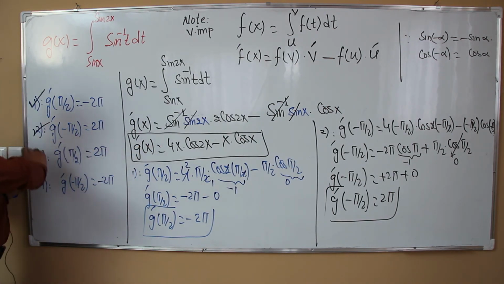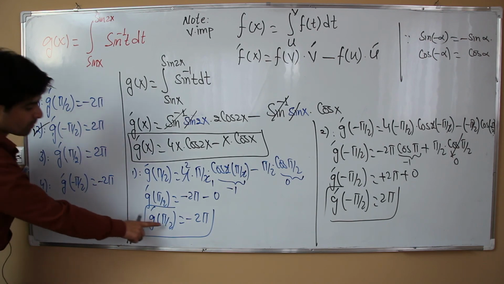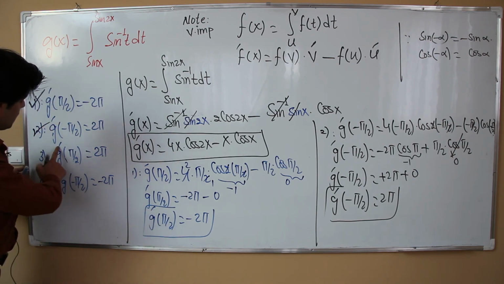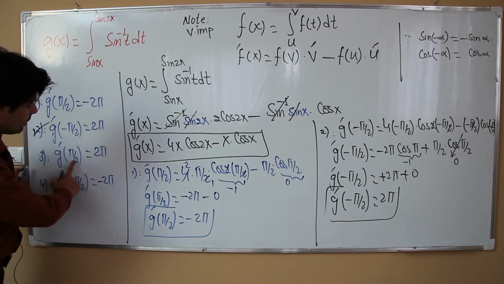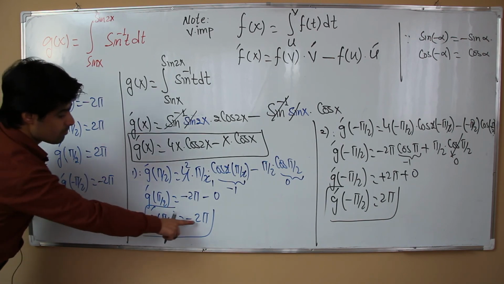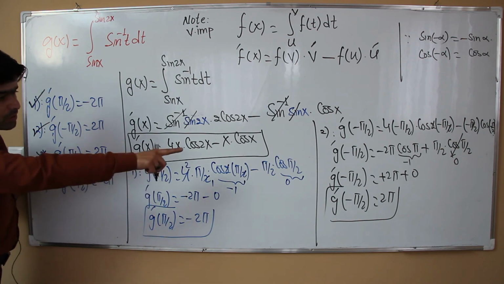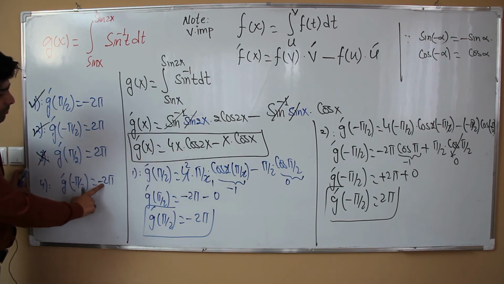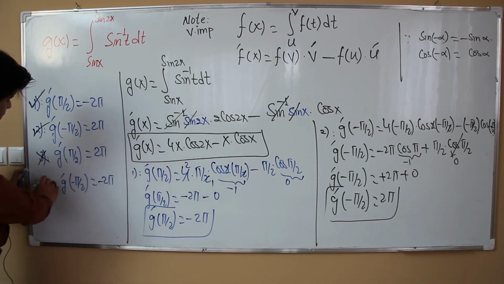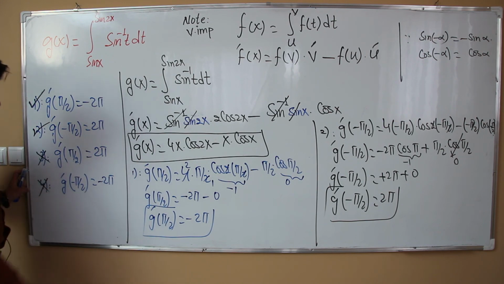I think number 2 is also correct. Should I check number 3? No. Why? Because number 3, g prime of pi divided by 2, the answer is not 2 pi, it's minus 2 pi, which is the first one. So this is not correct. And g prime of minus pi divided by 2 is plus 2 pi, not minus 2 pi. I think this one is not correct.